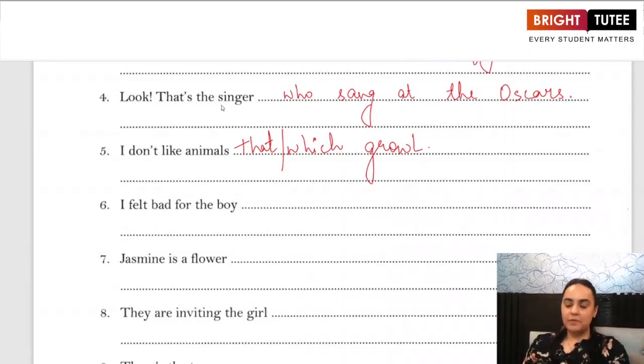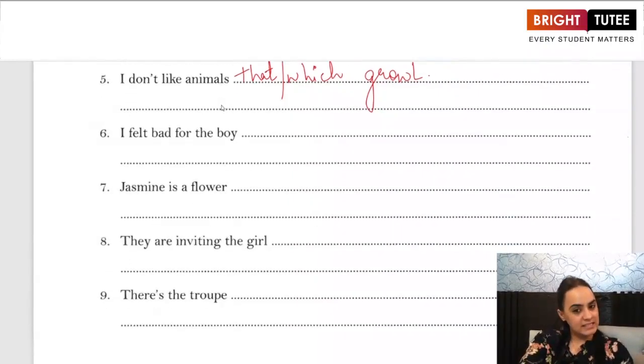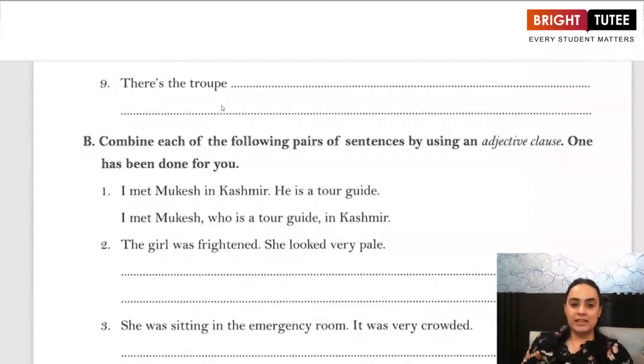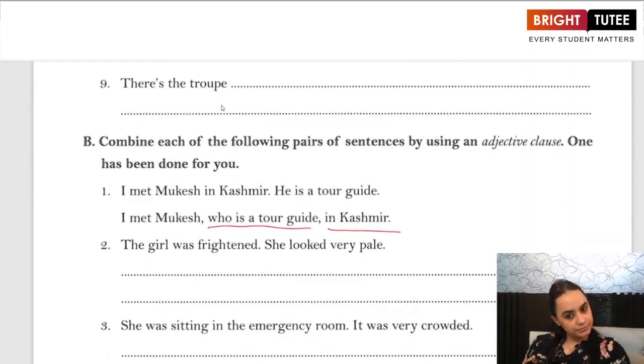So this way, using a relative pronoun, you can easily complete the rest of the sentences as well. Let us look at the next question. Combine each of the following pairs of sentences by using an adjective clause. The first one has been done already. I met Mukesh in Kashmir. He is a tour guide. So I met Mukesh, who is a tour guide in Kashmir.